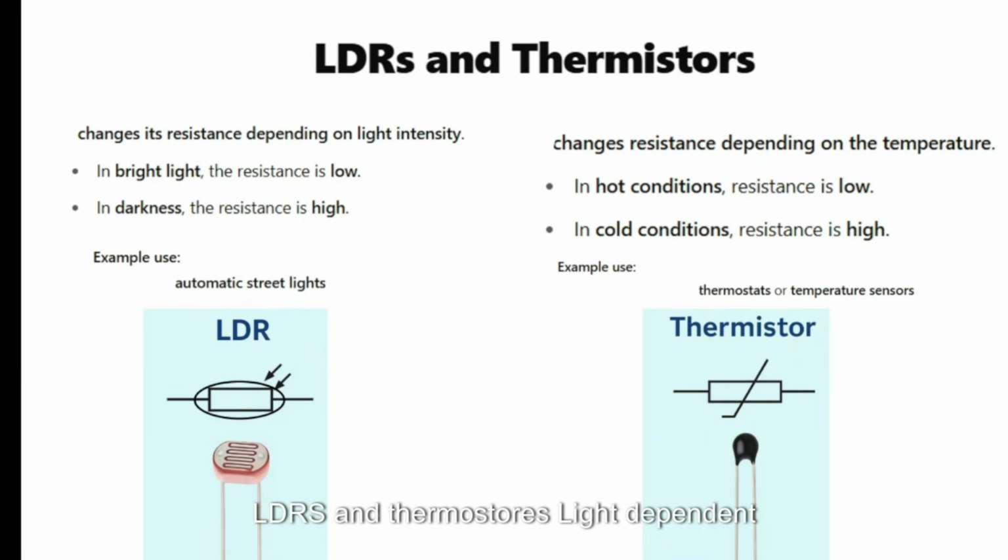LDRs and thermistors. LDRs are light-dependent resistors. As the name implies, the intensity of light decides its resistance. In bright light, the resistance is low. In darkness, the resistance is high. Now, to understand it, let's use this example.